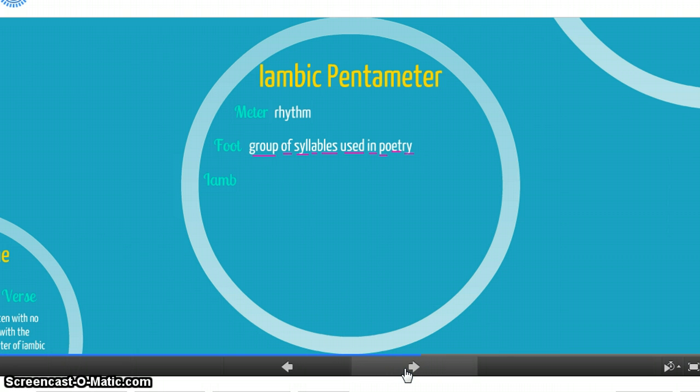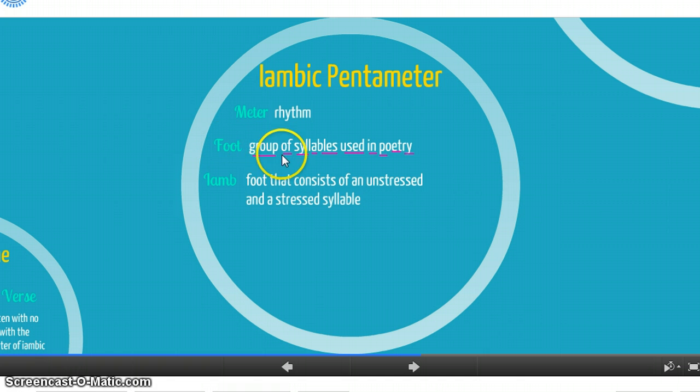So next is an iamb. So we've already got some parts of iambic pentameter. We have meter, which is rhythm, for pentameter, and now iamb for iambic. An iamb is a foot that consists of an unstressed and a stressed syllable. So remember, a foot is just a group of syllables. So an iamb is a group of syllables where one is unstressed and the other is stressed.